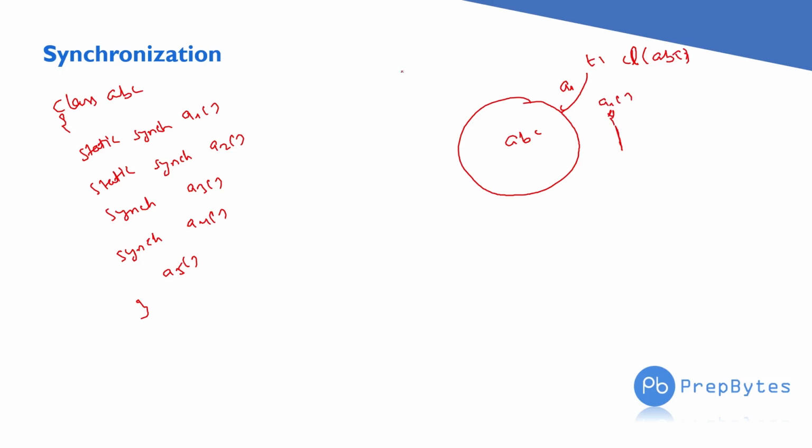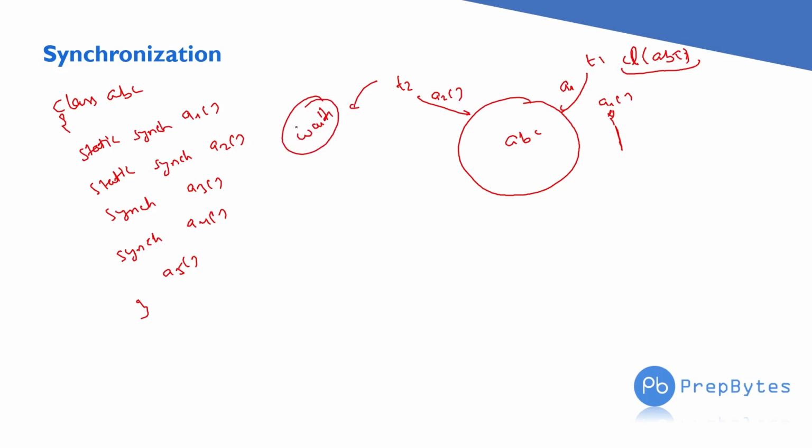Now if my T2 arrives, and he wants to execute A2, will it be able to execute it or not? Just think about it. It won't be able to execute it. The reason being, it is also a static synchronized method, so T2 also needs a class level lock, but the class level lock is given to T1, so it will be sent to waiting state.